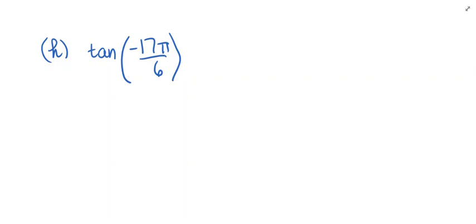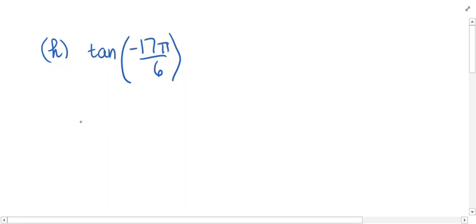So here we go. I'm going to take negative 17 pi over 6. I'm going to add 1 revolution, which is 2 pi. I'm trying to get this thing to be an angle between 0 and 2 pi.